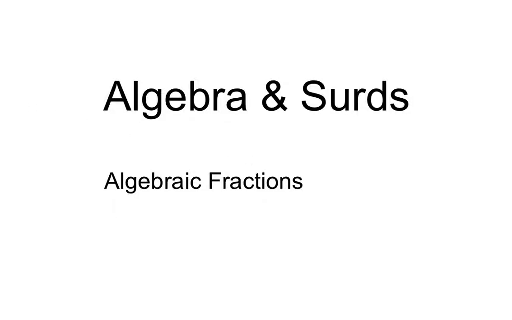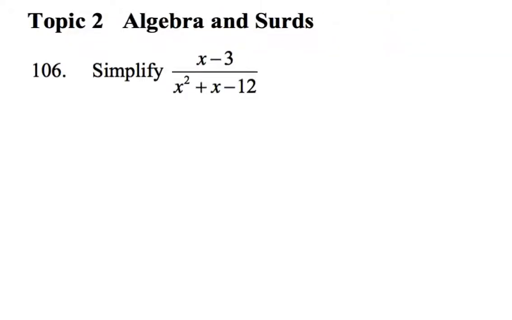Algebra and surds again. Algebraic fractions this time we'll check out. A few key examples. This one is asking us to simplify x minus 3 on top and x squared plus x minus 12 on the bottom. Please resist the temptation to just say, okay, minus 3 goes into that once and minus 2 goes into minus 12 four times. You can't do that. You can't just cancel out individual items on the top and the bottom here.